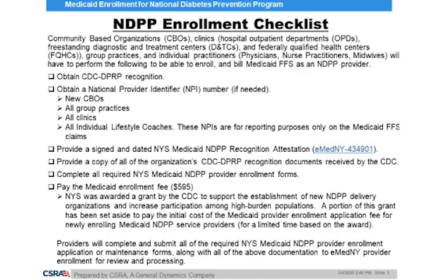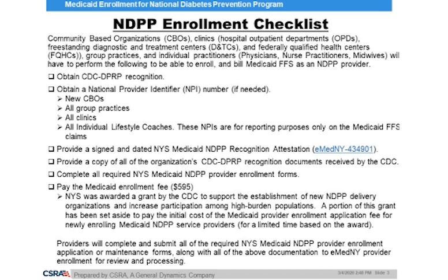So we're looking at here the NDPP enrollment checklist. What this checklist is, it's like walking through the process for all those community-based organizations, the clinics, which encompass the hospital OPDs, the Diagnostic and Treatment Centers, the DNTCs, the federally qualified health centers, FQHCs, group practices, and individual practitioners, which encompass the physicians, nurse practitioners, and midwives. We'll have to go through these steps to become enrolled in Medicaid as an NDPP service provider. What these checklists are really are the ancillary steps. Primarily there's the Medicaid application process and check boxes that you need to go through.